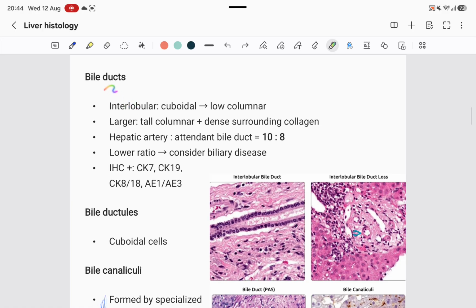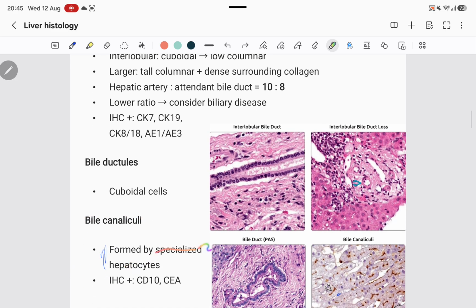Bile ducts are the ducts that go out and take into the gallbladder what the liver makes. There are larger ones and smaller ones, and there are the ductules and the canaliculi. Larger ones are columnar, smaller than that is low columnar, then smaller than that is cuboidal, and the canaliculi are just formed by specialized hepatocytes. That's basically what you can think about it.